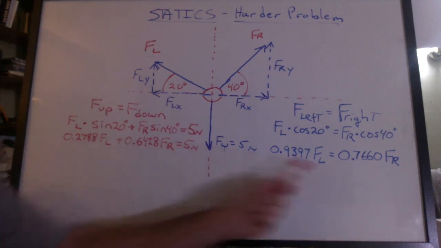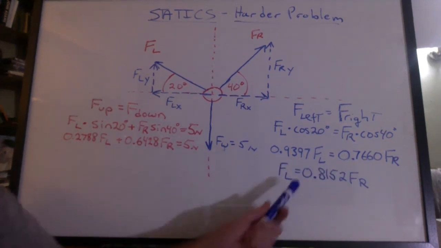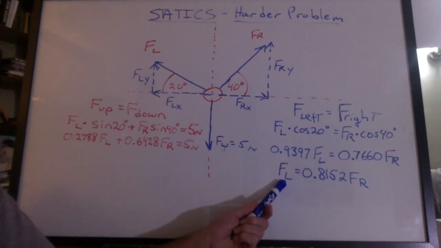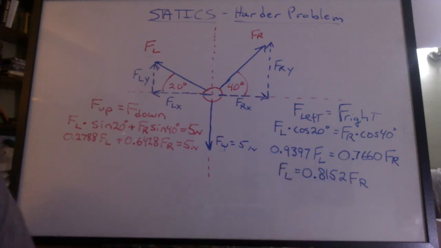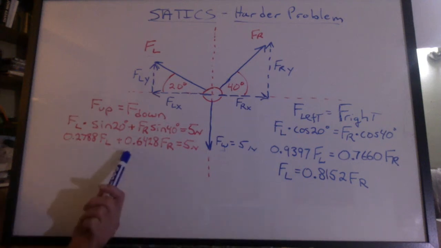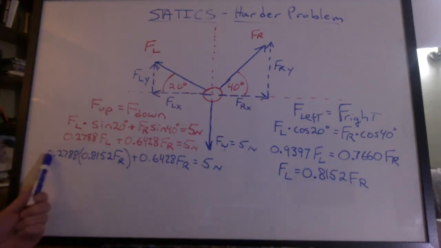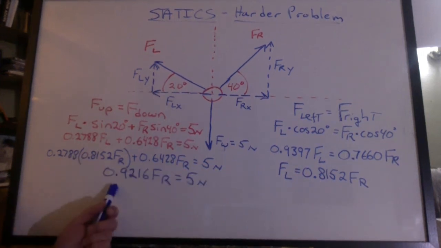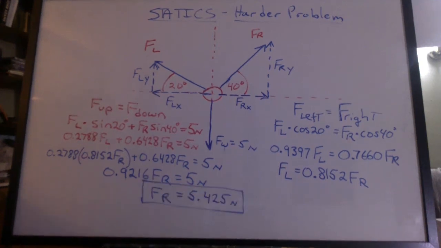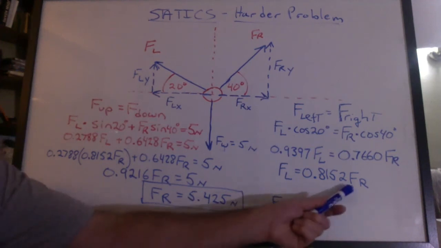Well, now I have two equations and two unknowns, so we can substitute and solve for either one of them. Let's rewrite this equation and solve for FL. We just take the 0.766, divide by the 0.9397, and we have 0.8152 times FR equals FL. Now I can substitute that in on this side. I'm bringing this term and putting it into here. I write it all out, and now we can multiply through and add it up. Now I can solve for FR. Well, we have one of them. I can now plug this value back over here and calculate FL.